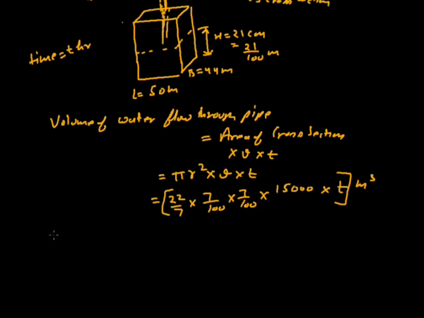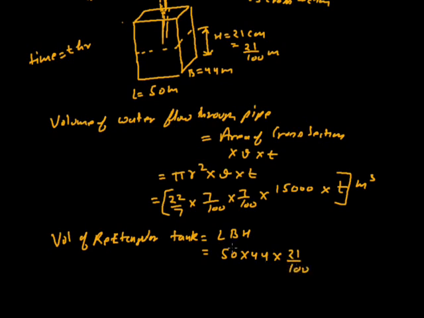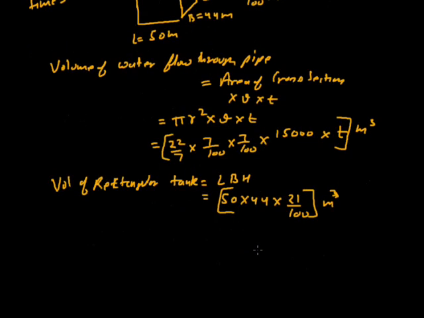This water flowing through this pipe is stored in the rectangular tank. So the volume of the rectangular tank is equal to the volume of the cuboid, that is l into b into h, that is 50 into 44 into 21 by 100 meter cubic. So the volume of water flowing through the pipe is equal to the volume of the water stored in the rectangular tank. Now we are equating these two equations. This is our first equation and this is our second equation.